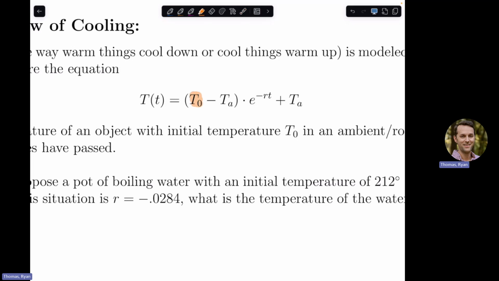Right, again, 0 subscript means what happened at the beginning. That's the initial temperature of whatever object we're talking about.